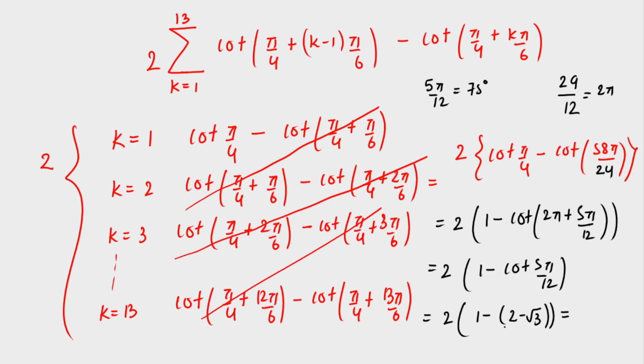So when you multiply inside, 2 and 1 will cancel out and will give you minus 1 plus root 3. So the answer will be 2 into root 3 minus 1. This will be our final answer for the series. So the series will be equal to 2 times root 3 minus 1. This will be our final answer, and that will be all.